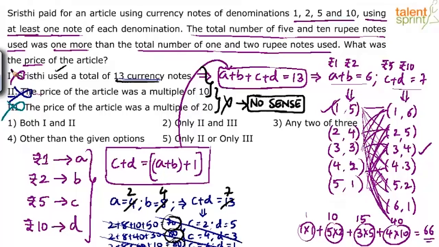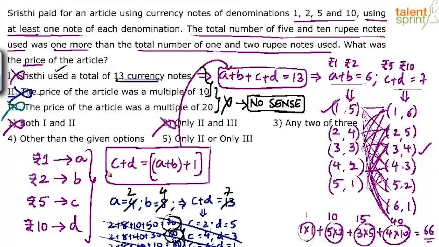Even if you do a combination of 1 and 3, you'll find that more than one answer is possible. So overall, now go by options. If you go by options, what happens? Can both 1 and 2 give you the answer? No. Can only 2 and 3 give you the answer? Only 2 and 3 makes no sense, we have already discussed.